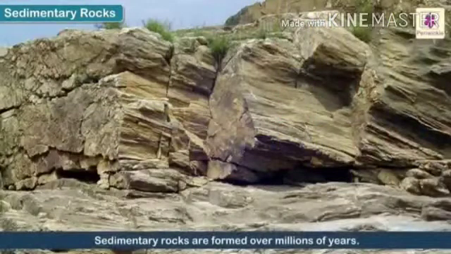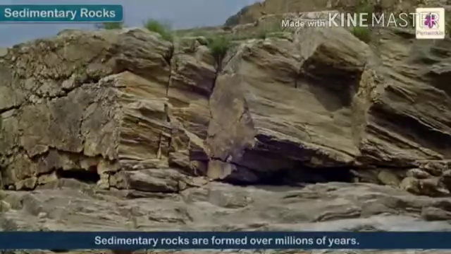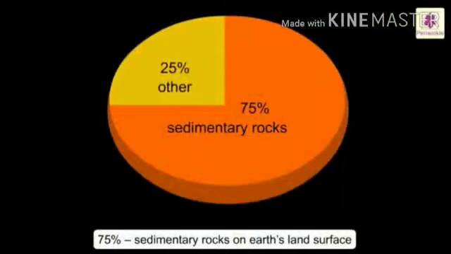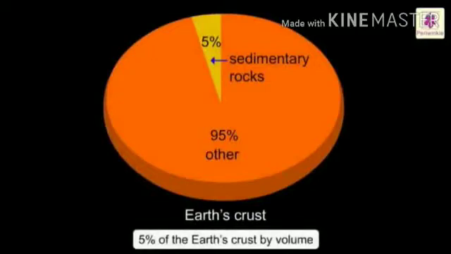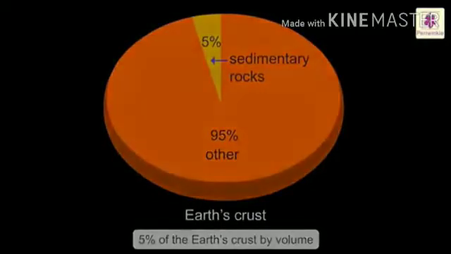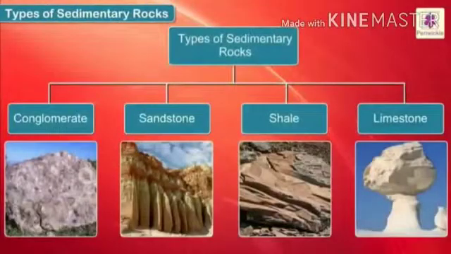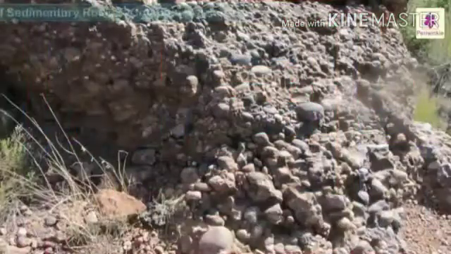Sedimentary rocks are formed over millions of years. About 75% of the Earth's land surface is covered by sedimentary rocks, but they constitute only 5% of the Earth's crust by volume. Types of sedimentary rocks: conglomerate, sandstone, shale and limestone.